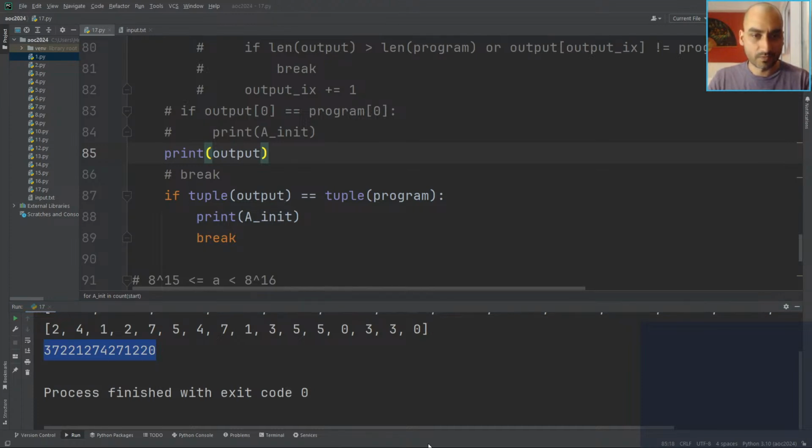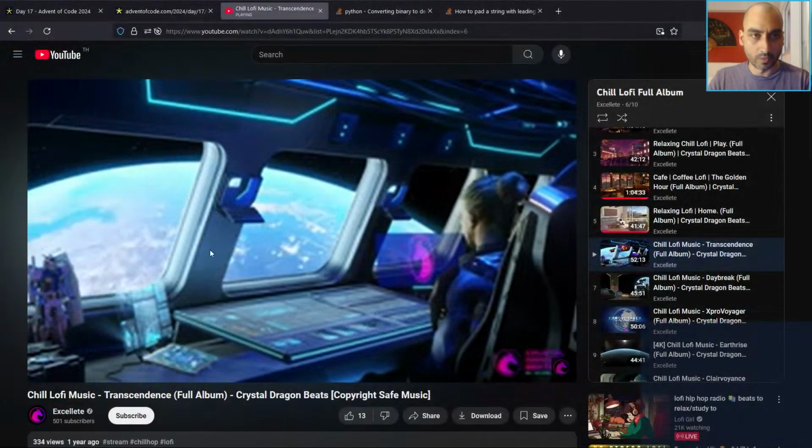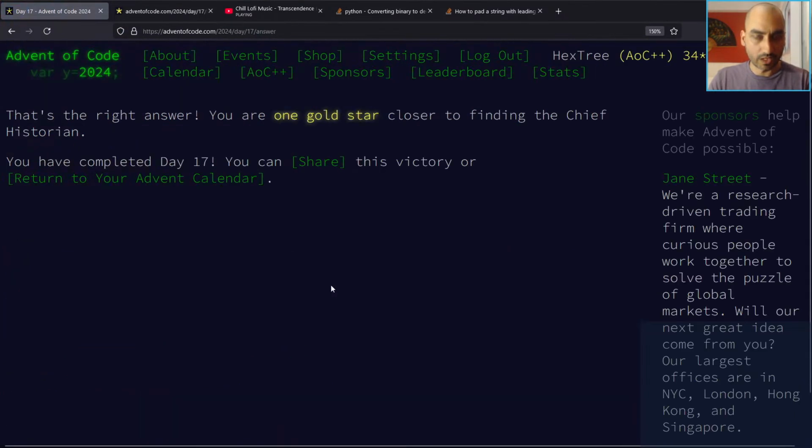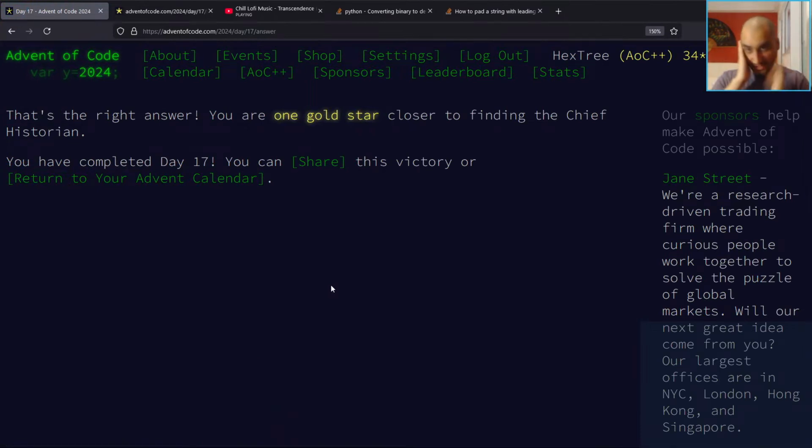I mean, we're there, right? It might be one off or something, but we're there if we've actually managed to get it to print the program. Yeah, it's correct. Oh god. That was a mess.